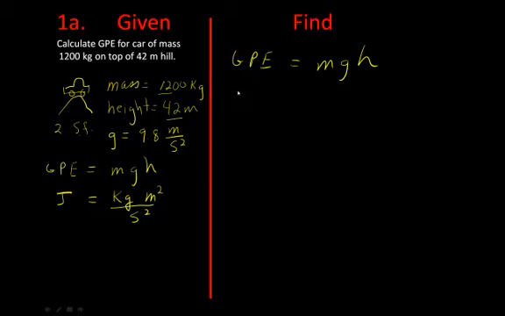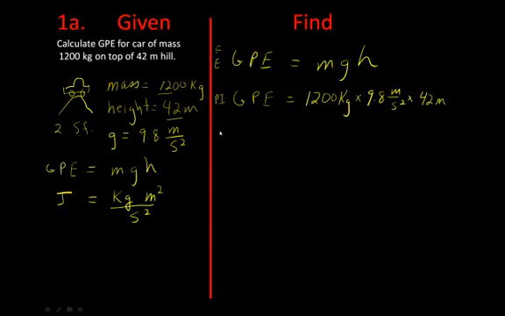Our next step is to plug in. GPE is equal to the mass of 1,200 kilograms times gravity, 9.8 meters per second squared, that's acceleration due to gravity, times 42 meters. So this is the equation. Usually we start off with an equation, or what we want to find. What's the equation? This is called the plug-in, PI.